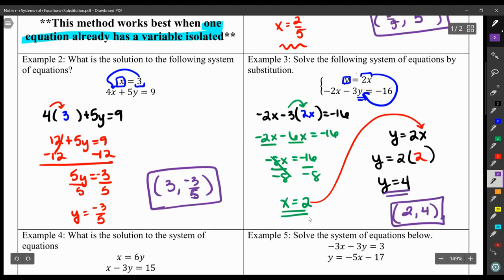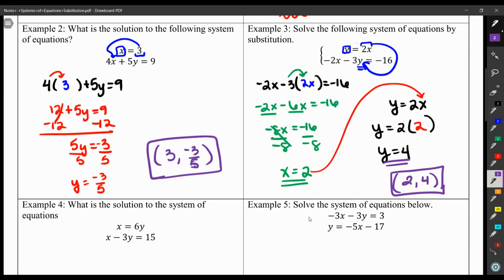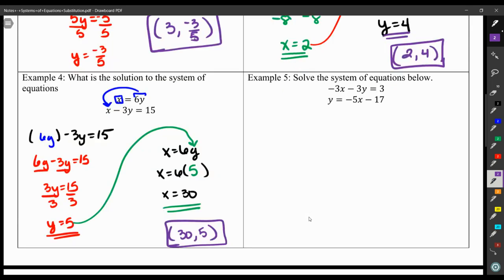So pause the video, see if you can try out example number 4 by yourself. And here's your answer for number 4. Let's try example 5.